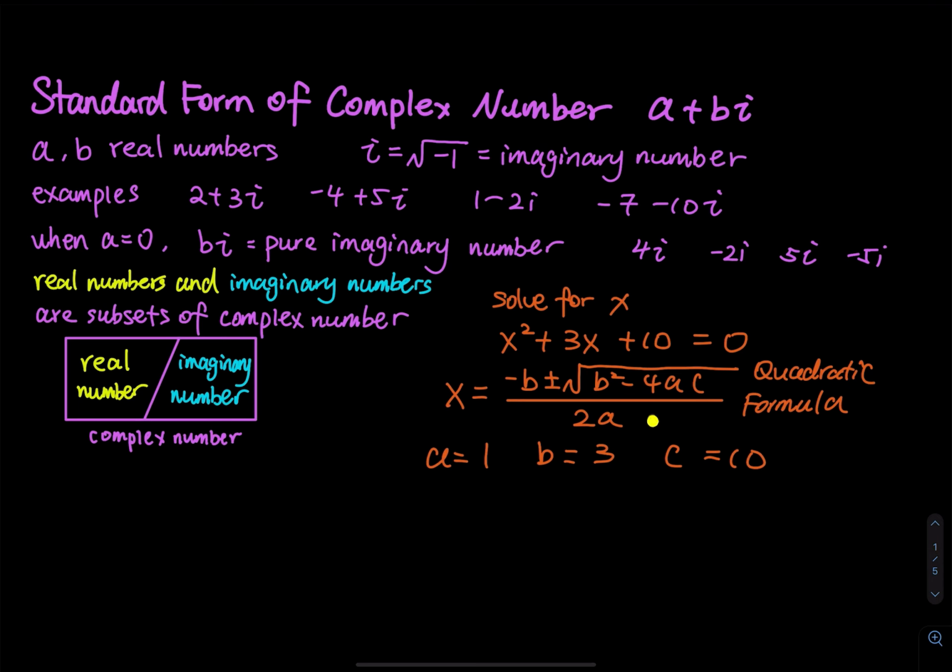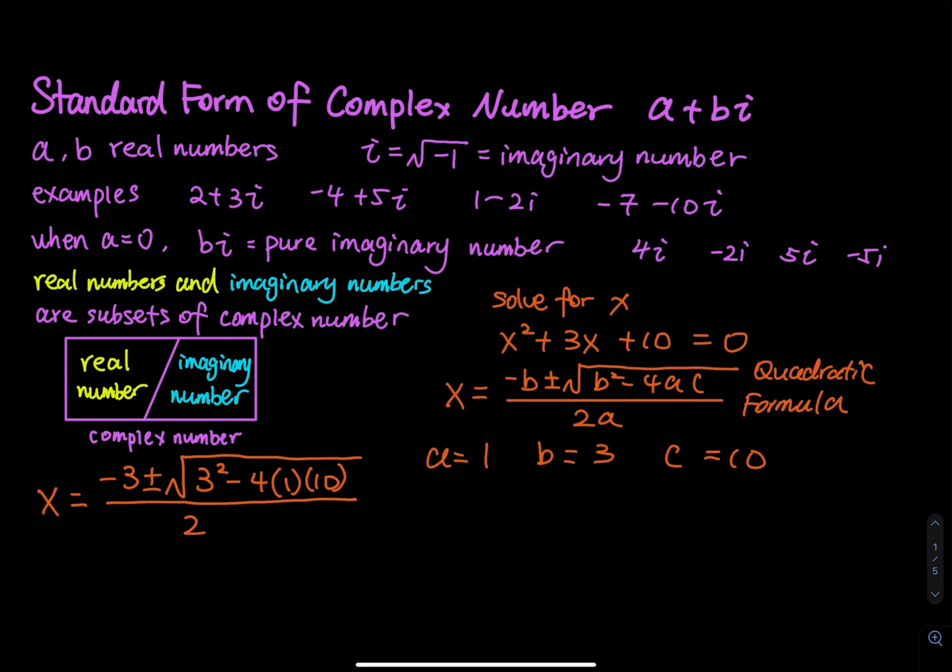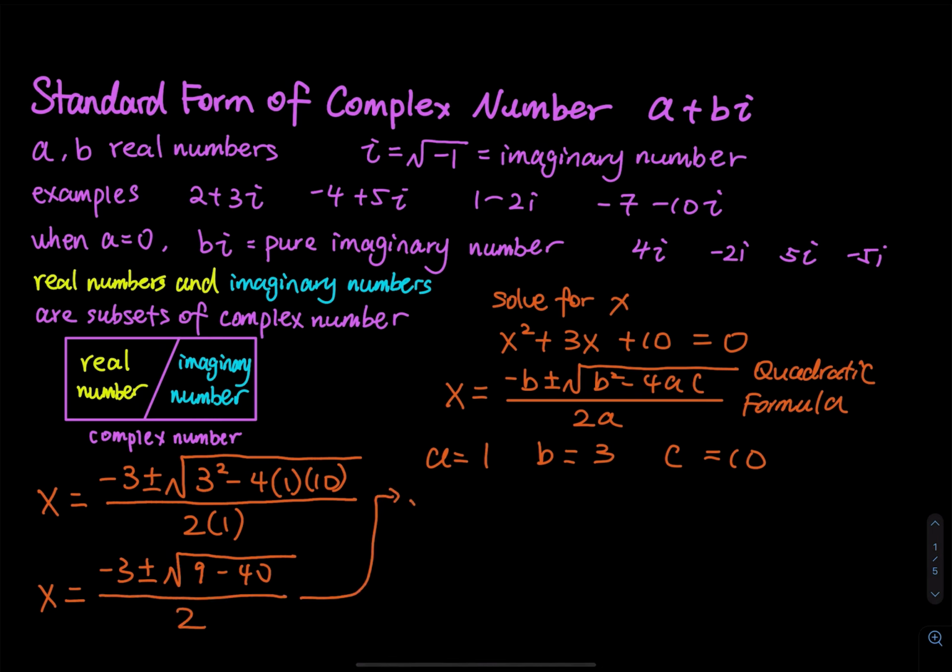You plug a, b, and c into the quadratic formula. What do you get? x equals -3 plus or minus the square root of b squared, which is 3 squared, minus 4 times a times c, and then divided by 2 times a, which is 2 times 1. Then you have x equals -3 plus or minus the square root of 9 minus 40, which will be negative for sure, divided by 2. So x equals -3 plus or minus the square root of -31 divided by 2.